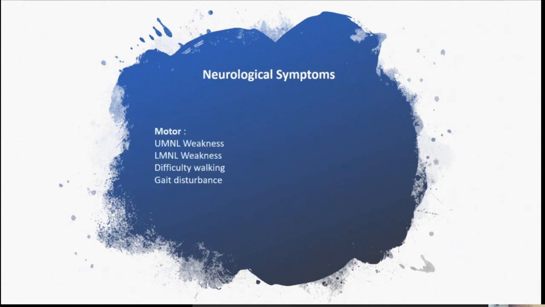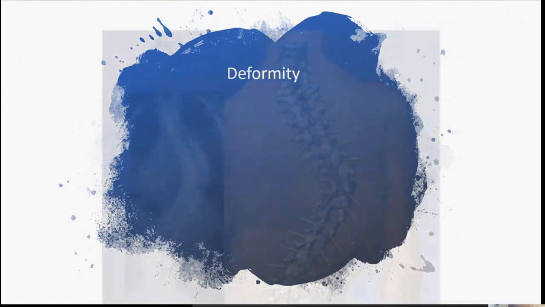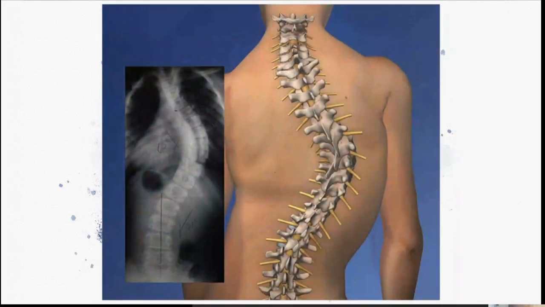Motor: upper motor neuron weakness, lower motor neuron weakness, difficulty walking or especially climbing stairs because of the spasticity and gait disturbances. Autonomic dysfunction, we said about urine and stool incontinence. Deformity, scoliosis, which is a deviation of the spine from one side to another. And then the scoliosis, just to have an idea, I'll tell you, we have the adult and pediatric.